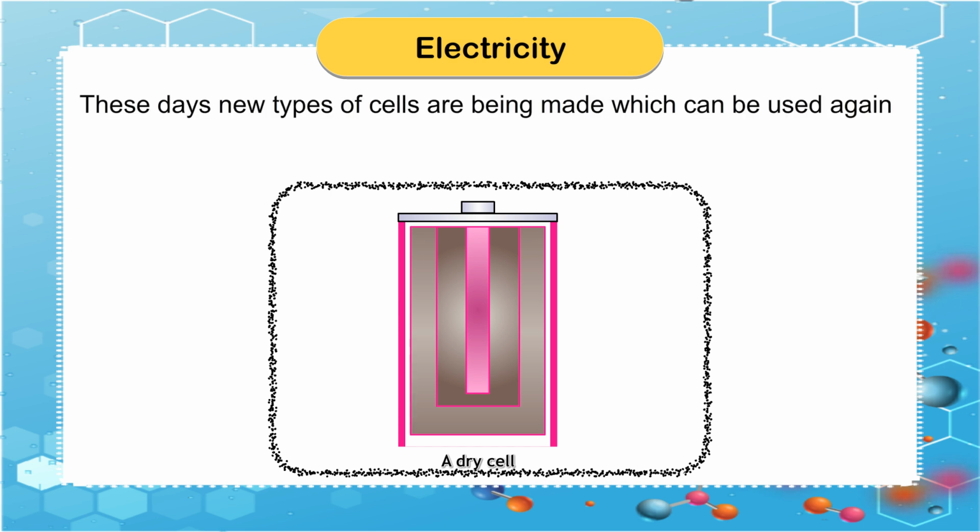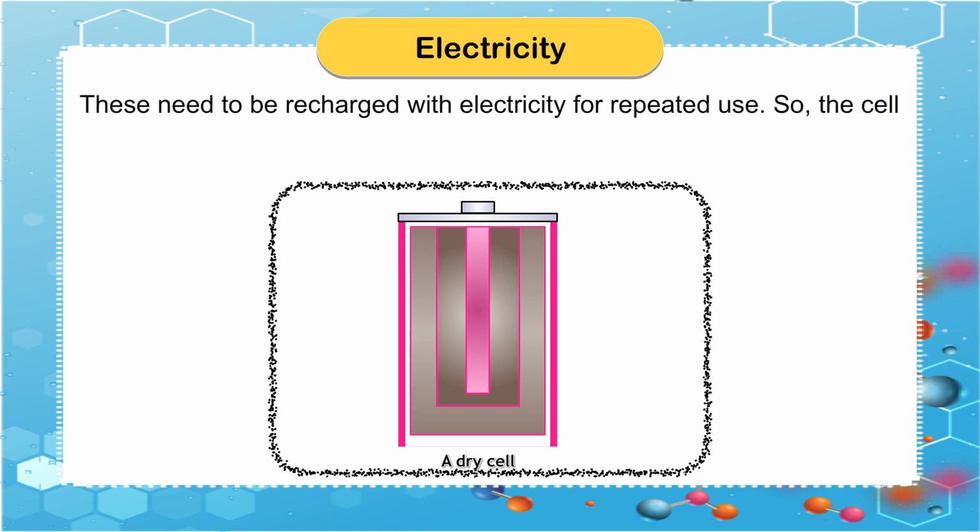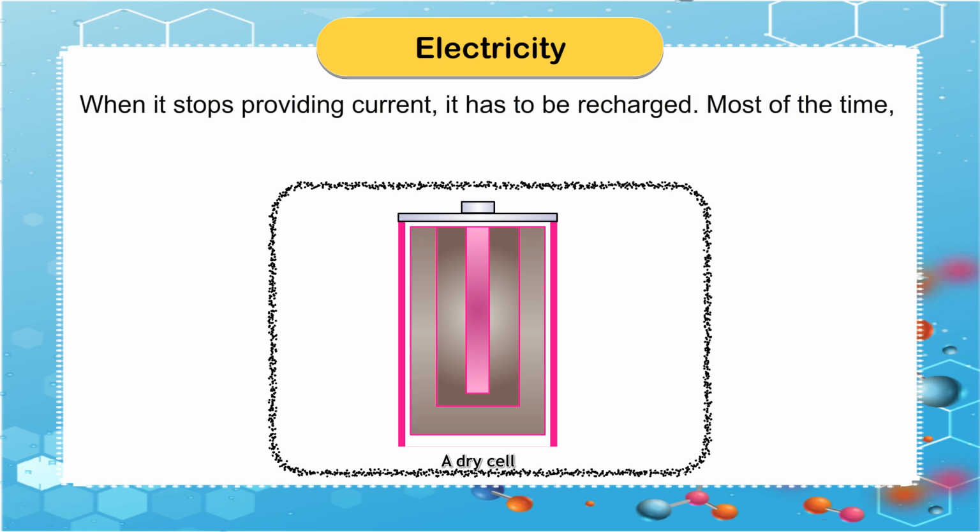These days new types of cells are being made which can be used again and again. These are called secondary cells. These need to be recharged with electricity for repeated use. So, the cell in a mobile phone is a secondary cell. When it stops providing current, it has to be recharged.